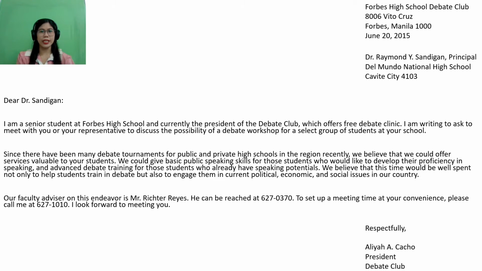On the other hand, in a modified block style, the address and the closing are indented in this letter style or are written or typed on the right side of the paper. Meanwhile, the salutation and the body of the business letter are aligned with the left margin. Take note as well that there's no extra space used between paragraphs. Look at the example that we have. So this one uses modified block style.